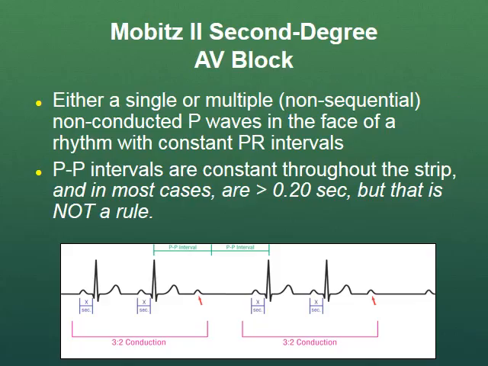All right, moving on. Talking about second degree type 2 heart blocks. So either a single or non-sequential non-conducted P waves in the face of a rhythm with constant PR intervals. What we're going to see here, we have constant P-to-P intervals throughout the strip, and in most cases they're going to be greater than 0.2 seconds, but that's not a rule. But we're going to have a constant PR interval. Our PR interval should never change. And we're going to have drop beats in a cyclic fashion.